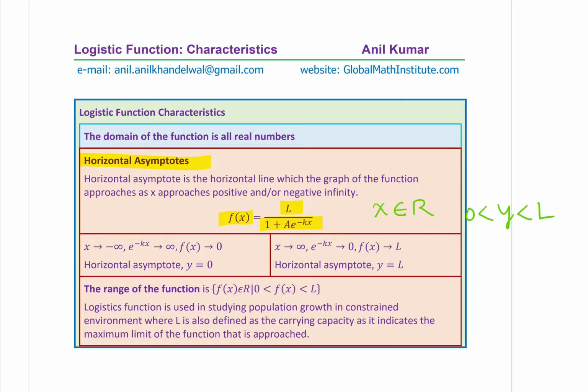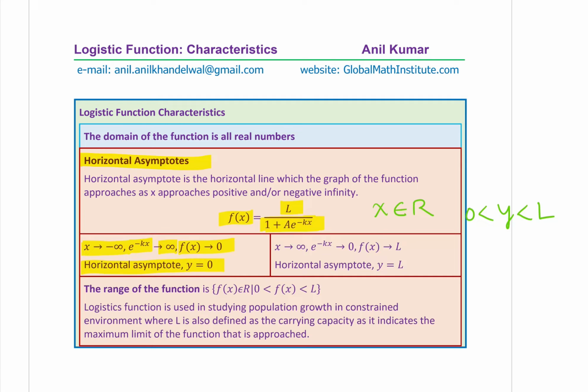So, let us see what happens when x is approaching negative infinity. When I substitute negative infinity for the value of x, we notice that e to the power of minus kx will approach an infinitely large value. And that means you're dividing by an infinitely large value. This is in the denominator, right? And therefore, L divided by a large value will result in a much, much smaller value. So the value of the function approaches 0. Since x approaches minus infinity, the value of the function approaches 0, we have a horizontal asymptote y equals 0. Does it make sense to you, right?